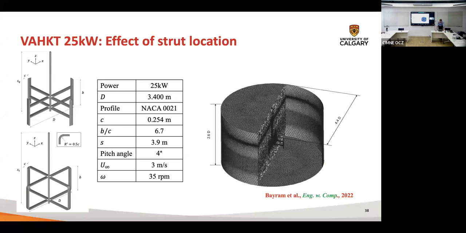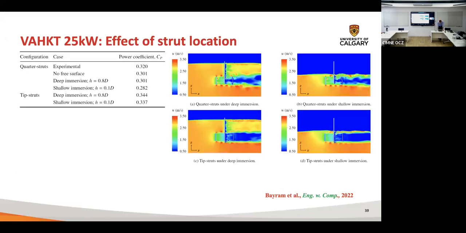We came up with a more efficient design than what the company had originally. It's called a quarter strut location. And what we came up with, we say that you can actually put your struts on the top, at the tip of the blade. And we investigated that one in the presence of the free surface and different immersion depths, okay? So we pretty much showed that when you modify your strut location, you can gain almost 15% of power production.